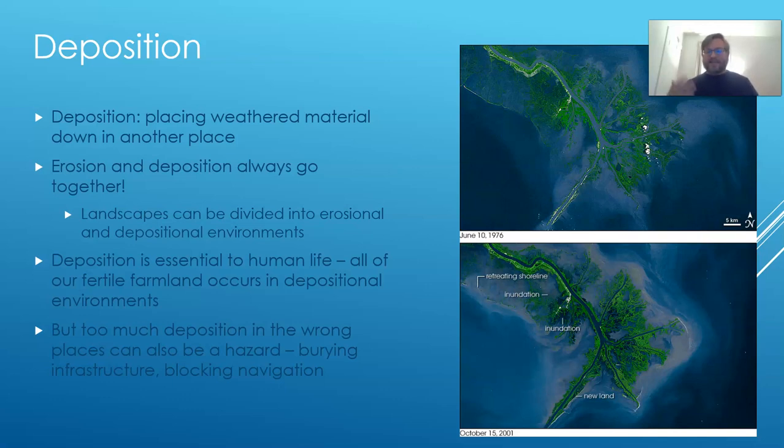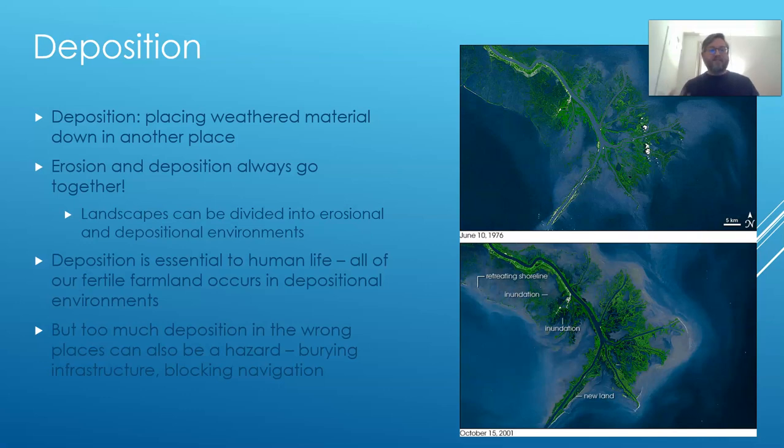And deposition is essential to human life. We depend on deposition occurring. One of the clearest ways is that all of our fertile farmland, everywhere we're growing all of the food that we eat, is in depositional environments. It's deposition that builds up the soil that we're growing all of our crops in. Different areas have different kinds of deposition that has built up that soil, but to get good rich farmland, you need deposition occurring. So deposition is in many ways a very good thing for us.